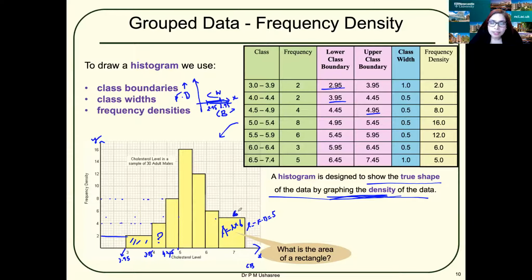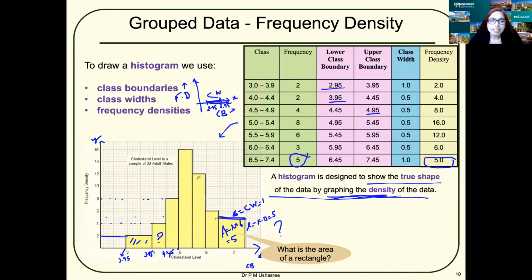And what is the breadth here? The class width, isn't it? Breadth is the class width. So what is the class width here? 1, isn't it? This distance is 1. So area is 1 times 5. What is 5? 5 divided by 1. 5 is the frequency. Okay, let me take another example.